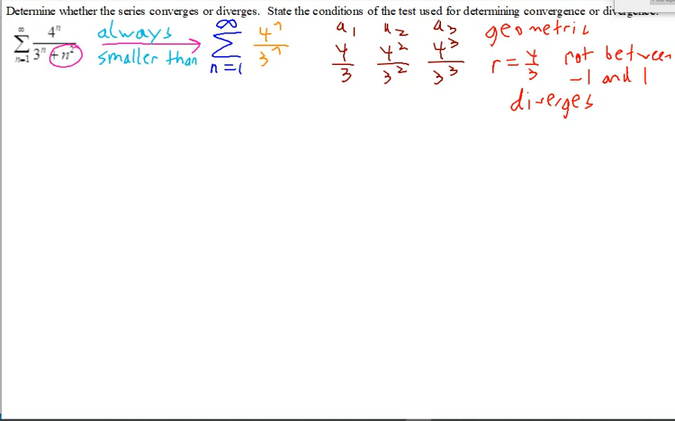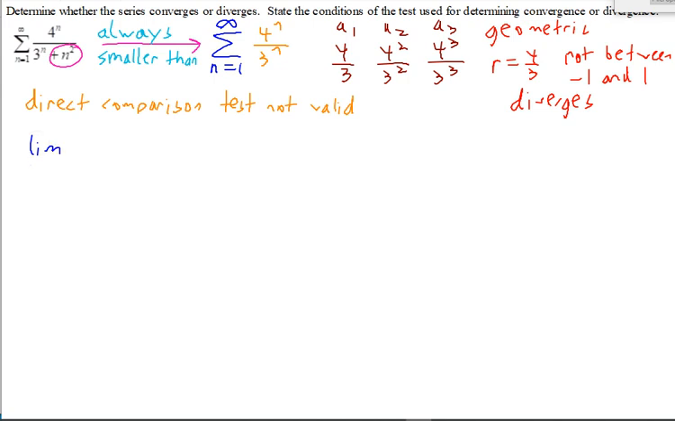So when the direct comparison test is not valid, I'll write that here, whether it's because of this or because you can't tell if it's always going to be smaller or larger than the other one, then just go to the limit comparison test. So you've already got everything you need here. You just have to find the limit as n approaches infinity.